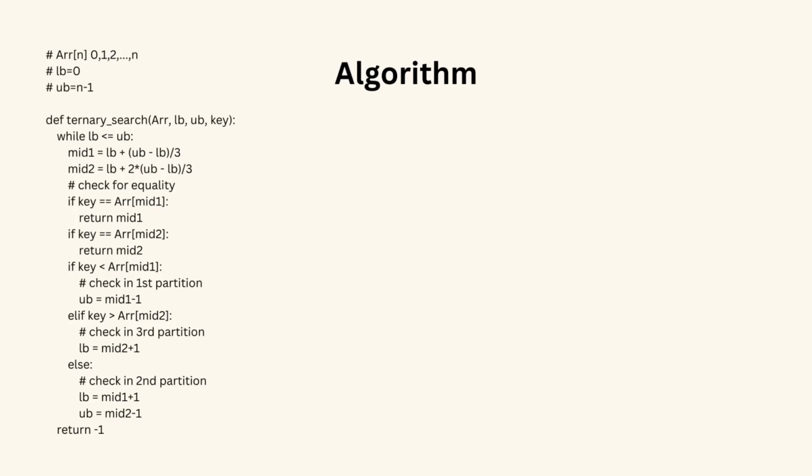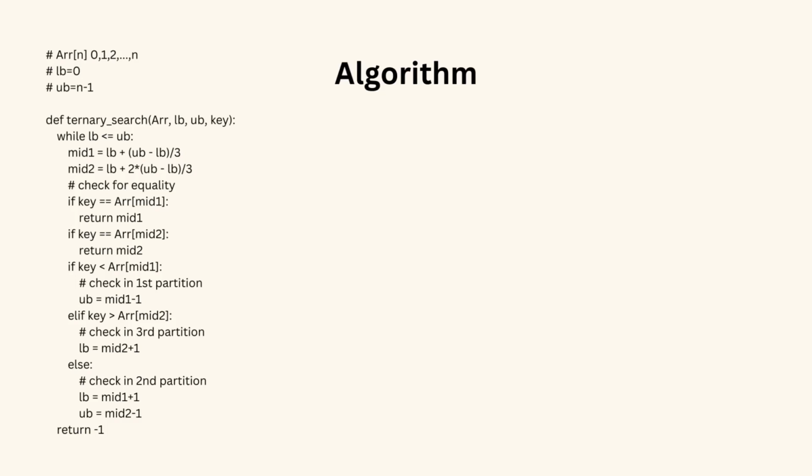If key equals ARR of mid1, return mid1. If key equals ARR of mid2, return mid2 and the function terminates. If key is less than ARR of mid1, assign UB equals mid1 minus 1. If key is greater than ARR of mid2, we assign LB equals mid2 plus 1.